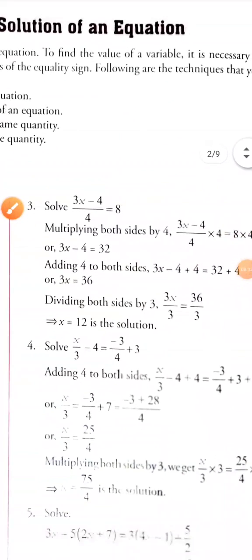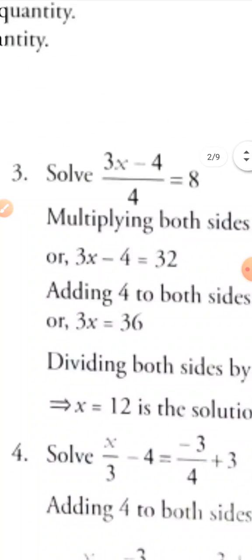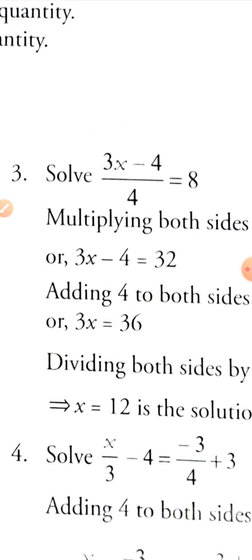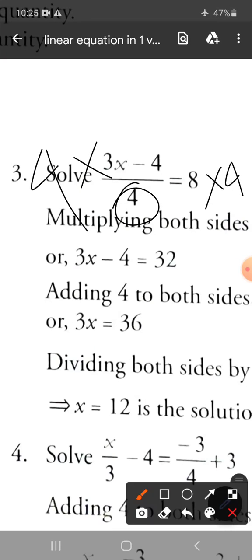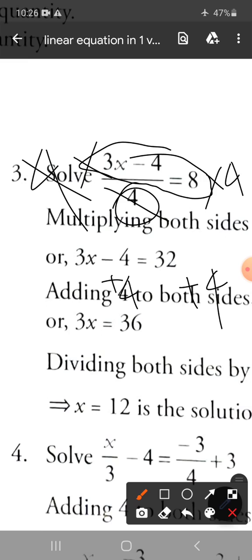Moving on to third example, what here we have to do is again, to eliminate this 4 from the denominator, we will multiply both LHS and RHS by 4. That will eliminate this 4 from the denominator. Next, what we will be left with is 3x minus 4 is equals to 8. Now we will add 4 on both the sides, so that this minus 4 will be cancelled out with plus 4. So what we will be left with is 3x equals to 36.